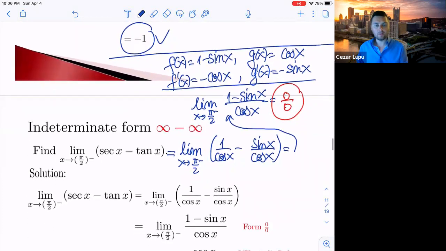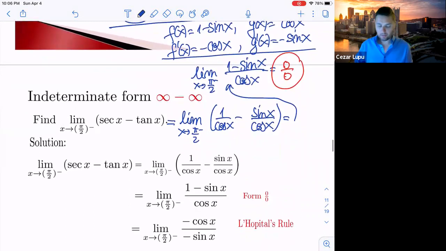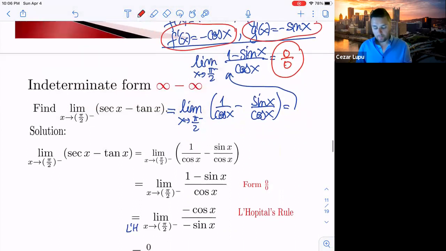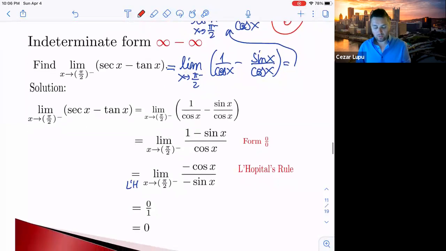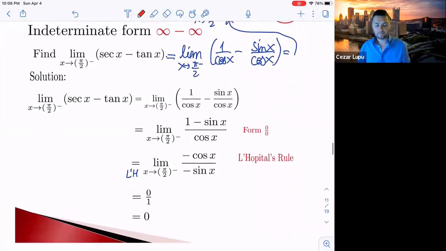So we have this in an indeterminate form, and by applying L'Hopital's rule here, we're going to take the derivative. On the top, we have negative cosine of x, and on the bottom, negative sine of x, that you see here. Well, this is nothing else than just 0 over 1, which is 0. So again, this is another example of an indeterminate form, infinity minus infinity, which will give you 0.